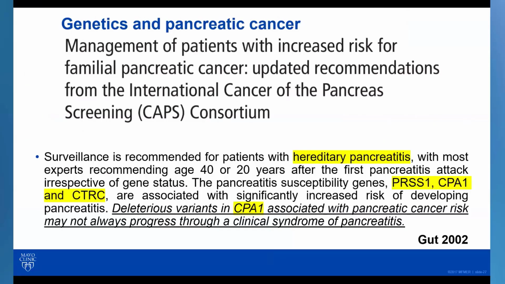What are the recommendations when it comes to a known hereditary pancreatitis case or those with an underlying genetic mutation causing pancreatitis? If we take CAPS, which is a consortium effort that looks into screening for pancreatic cancer, they actually recommend screening in those with PRSS1 mutation, CPA1, and CTRC mutation, knowing that this is potentially a higher risk, for which they'll recommend getting an MRI or an endoscopic ultrasound at particular age groups and going forward.